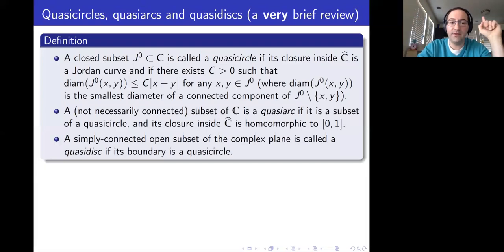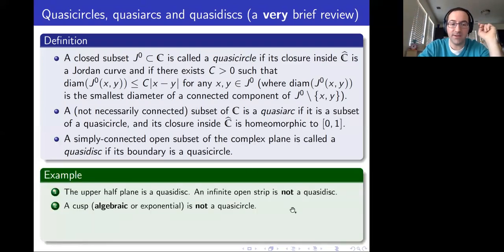In fact, if you look at a domain that has an outwards cusp, whether it's algebraic or exponential, it is never a quasi-circle. Because you can take points that go to the cusp, and they will not satisfy this regularity condition. So cusps are not allowed, even algebraic.